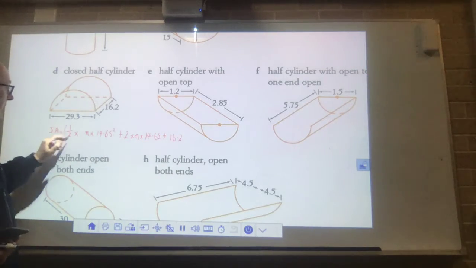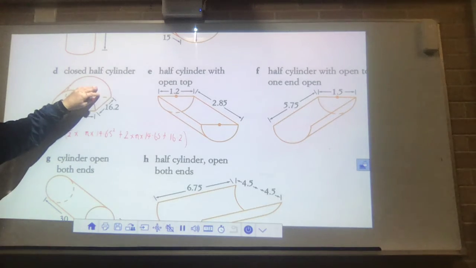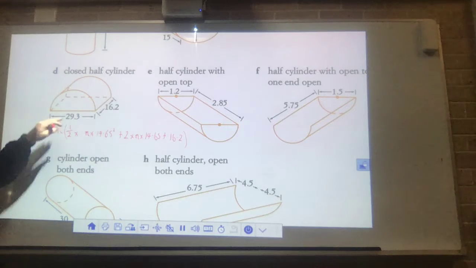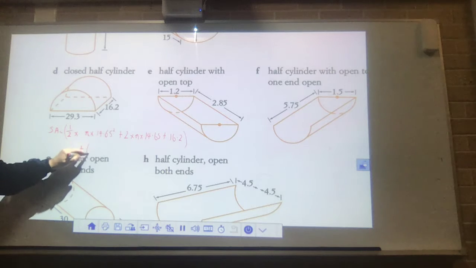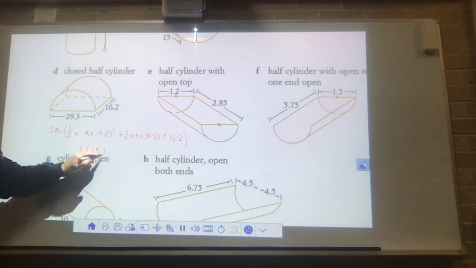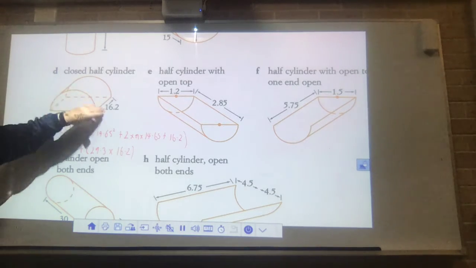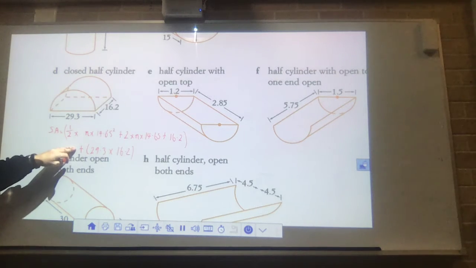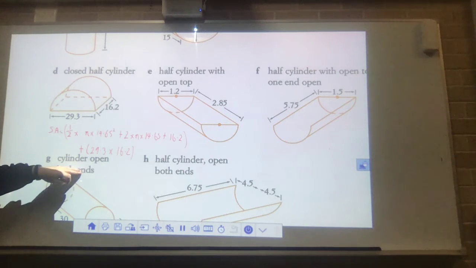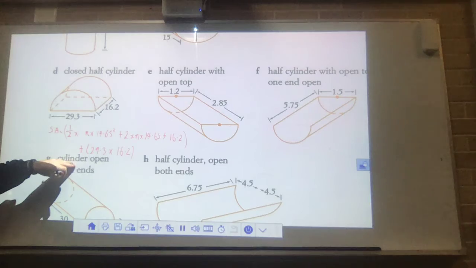So that working there is half of the surface area of this cylinder, and then you'll have to add on the base of a rectangle. So onto that you'd have to add, let's put this in brackets, 29.3 multiplied by 16.2. So half of the surface area of the cylinder plus the area of the base, which is this times this, and hopefully that will give you the right answer in metres squared when you do that on the calculator. I won't do that now, but hopefully that gives you the right answer in the back.